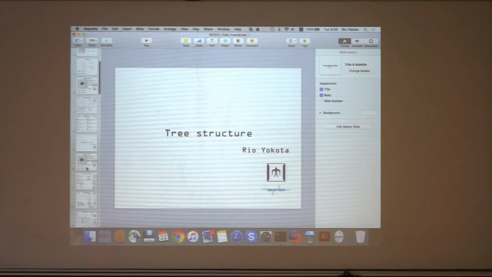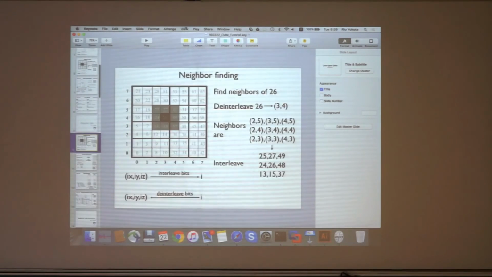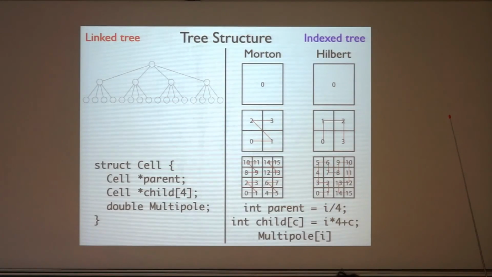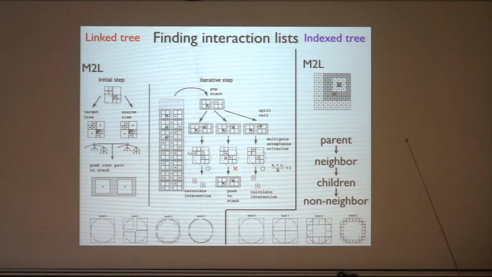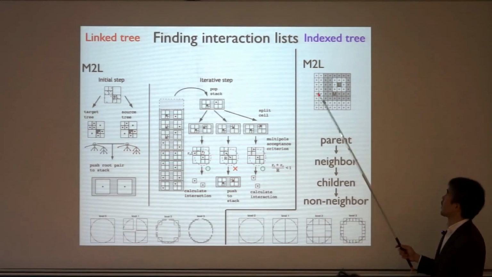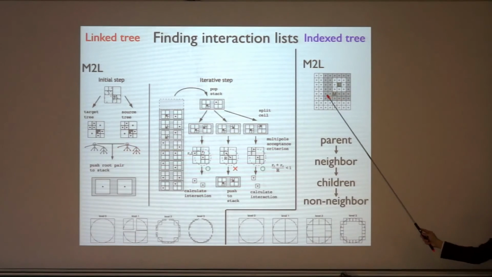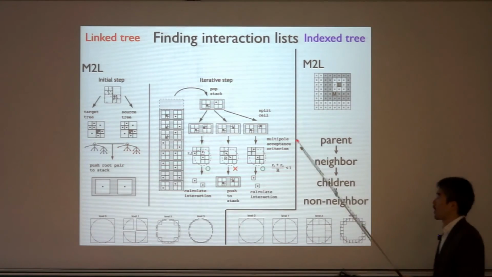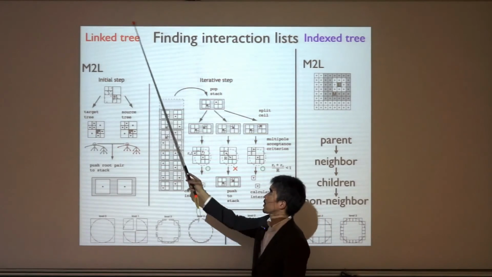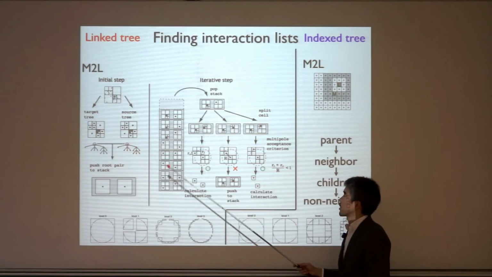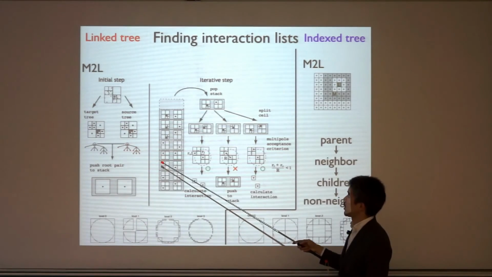OK. So now, going back to the interaction lists. We're almost done with the interaction lists. I mentioned how you can find this interaction list in the index tree by manipulating indices: parent, neighbor, child, non-neighbor. I didn't mention how you do it for the linked tree version. So this is how. It's a bit more complicated, but I tried to make it into a picture so you can see what actually happens.